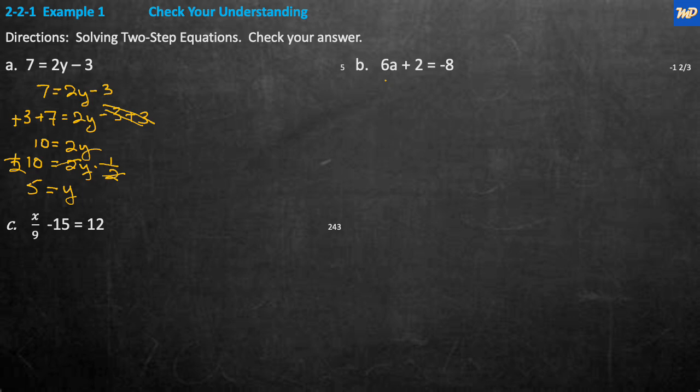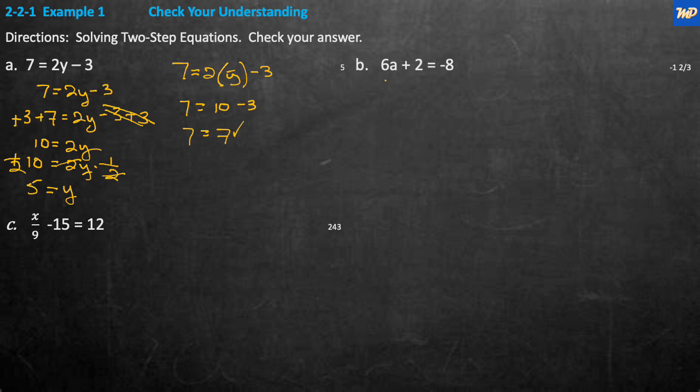So now if we check our answer, we're going to go back up here, and I'm going to say 7 equals 2 times, we're looking for a 5. So I'm going to place a 5 in here, 5 minus 3. So now if I solve this, I have 7 is equal to 2 times 5 is 10 minus 3, and 7 is equal to 7. Check. Got it. How about B?